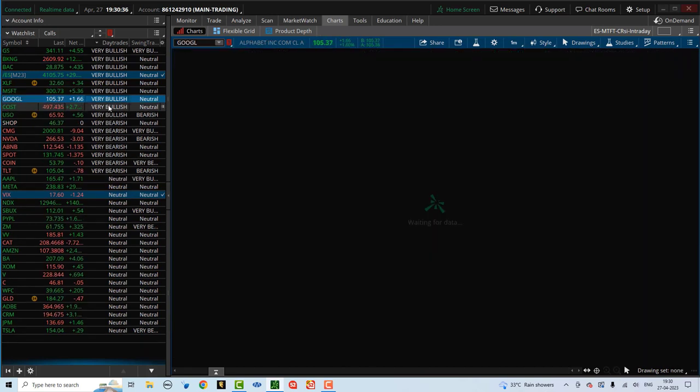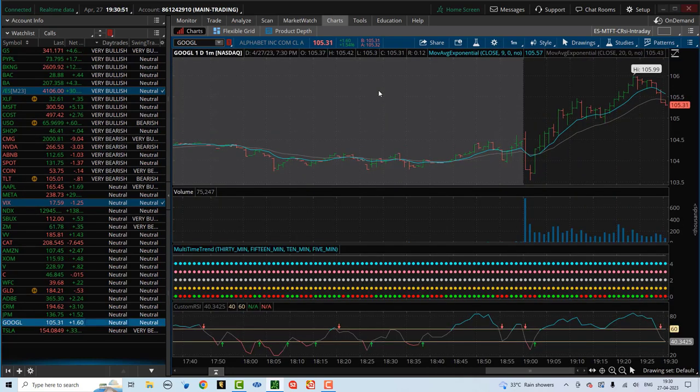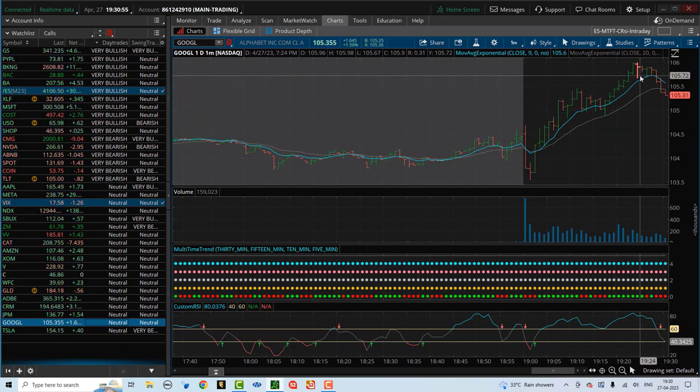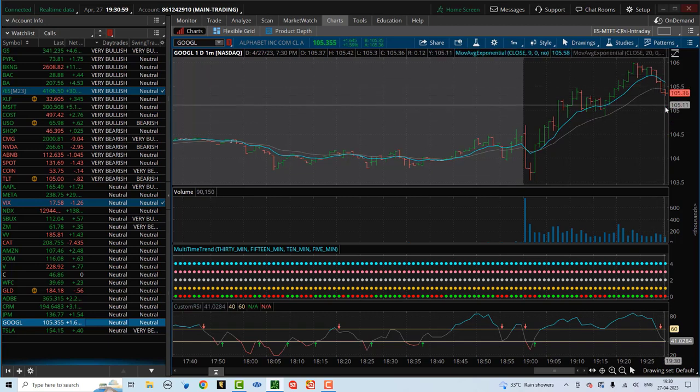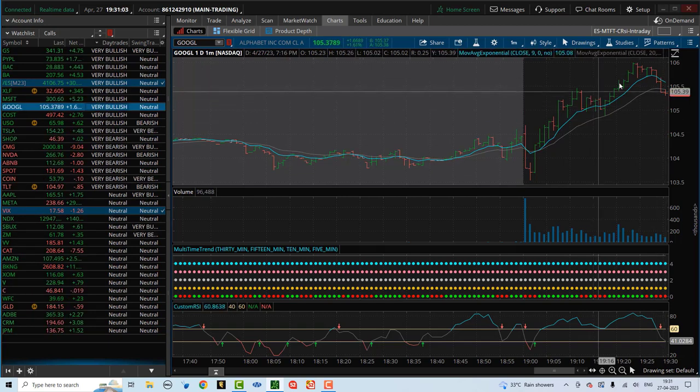Let's go take a look at Google. Google is also showing up on the very bullish charts here. So once again, these are all tech earnings that have come in, and a lot of these movements are driven by the earnings reports that just happened. Same thing like Microsoft. Google went up nicely at the open, and now it's pulling back a little. So what you want to do is just wait for these indicators to line up again before you take a bullish trade.